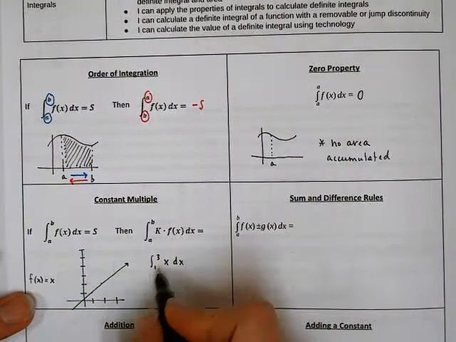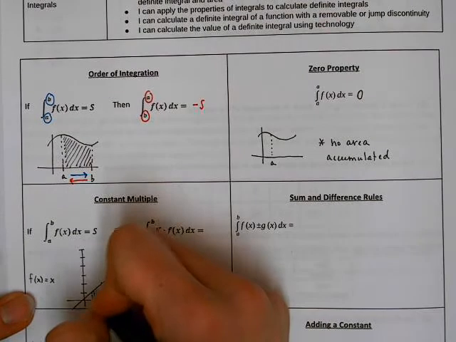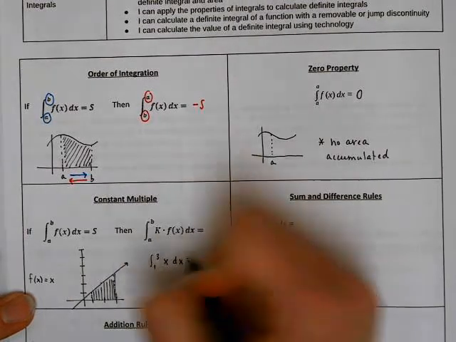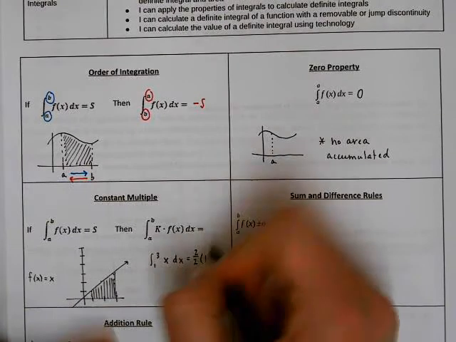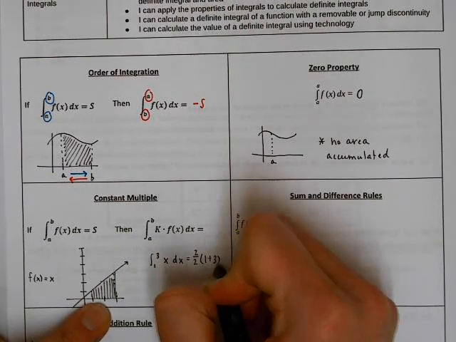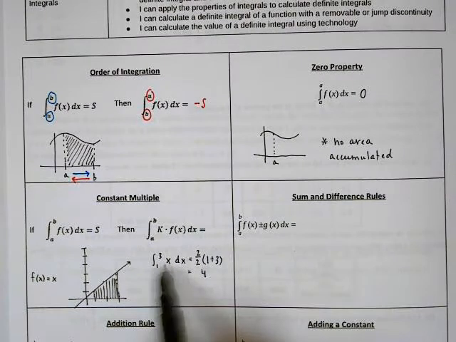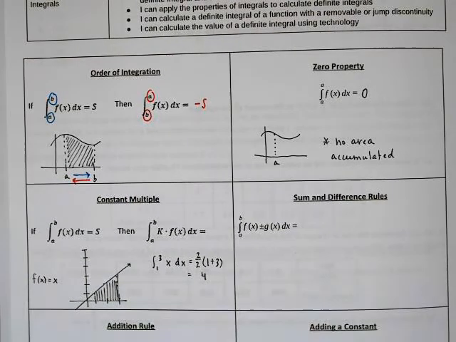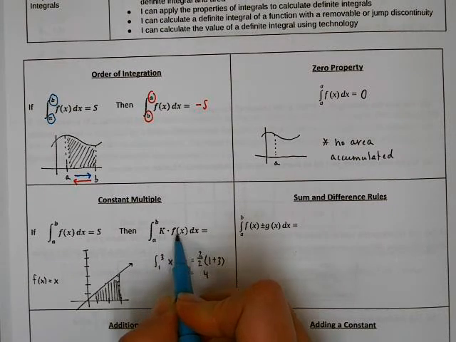If I were going from 1 to 3, I know that's from here to here, that area. There I have a trapezoid, so the height is 2, so 2 over 2, base 1 is just 1, base 2 here is 3, so my area is going to be 4. So if I just have y equals x, the integral from 1 to 3 is just 4.